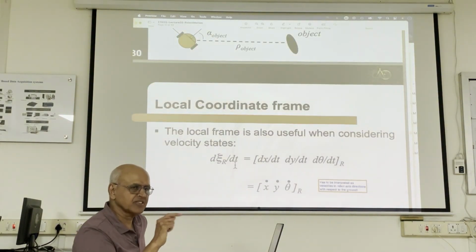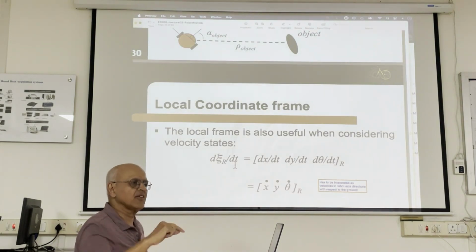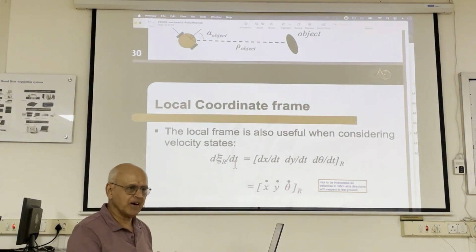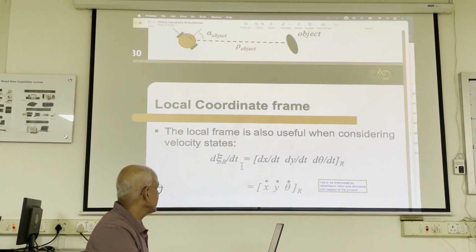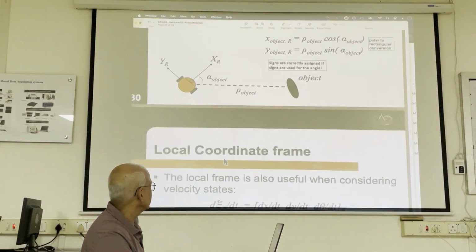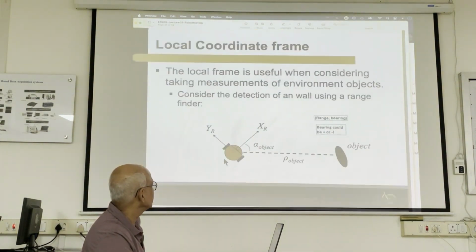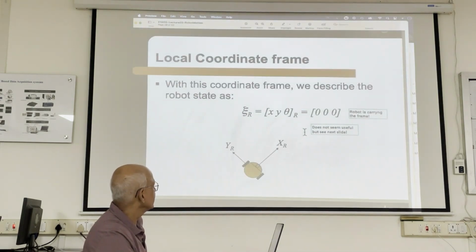Now, that was the state of the robot, right? State of an object with respect to the robot. But what about the velocity of the robot? So, d by dt of the position state of the robot. Now you're saying d by dt of that? But that should be 0.